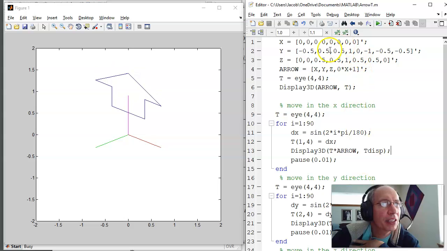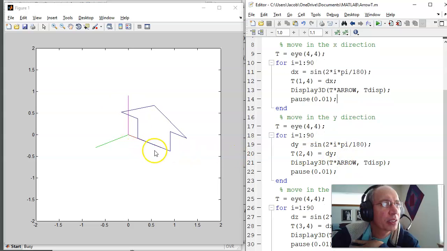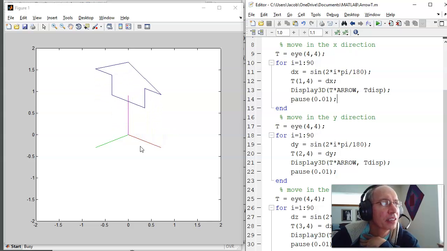And to illustrate that, I'm going to take an arrow. That's what this code does. I'll then just have it displace from 0 to 1 in X. I'll go down here to Y. Translate it 0 to 1, and back to 0 in Y. And then Z. So the goal of this is to convince you that, sure enough, changing element 1,4, 2,4, 3,4 does change the position of the object in X, Y, Z.